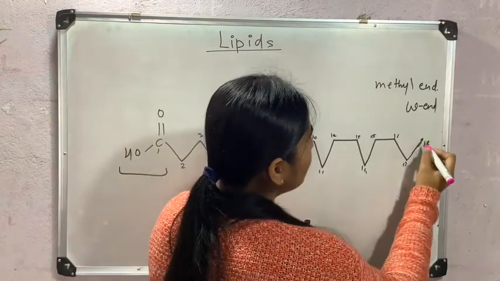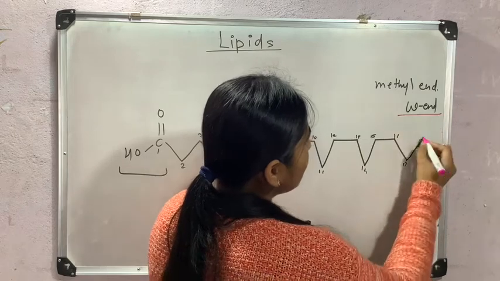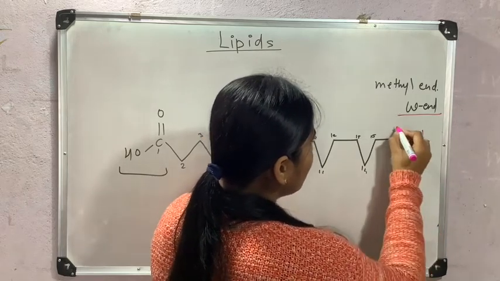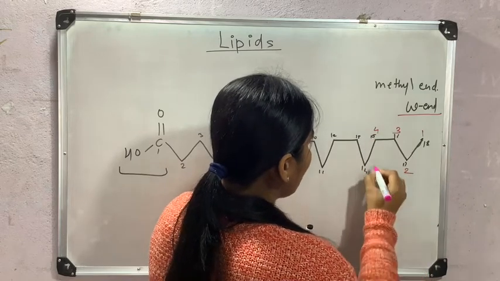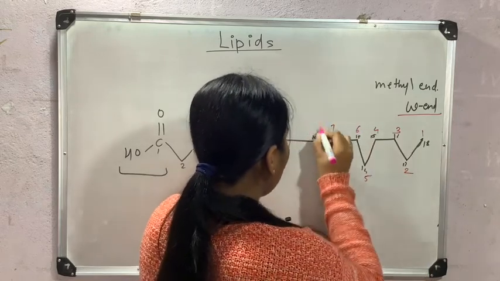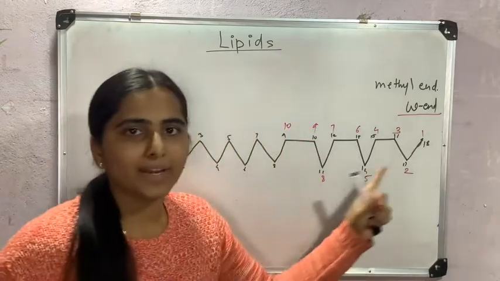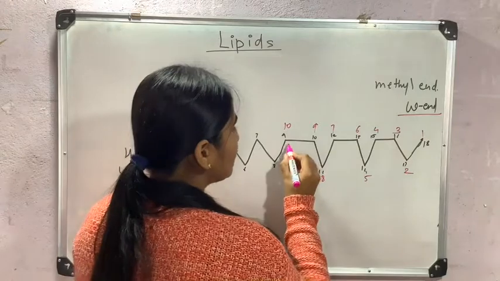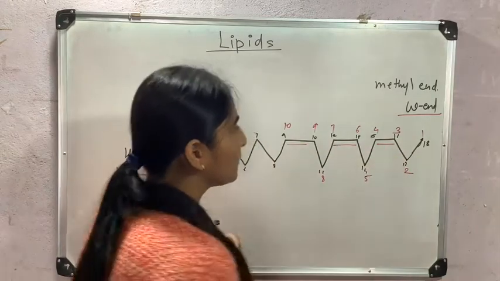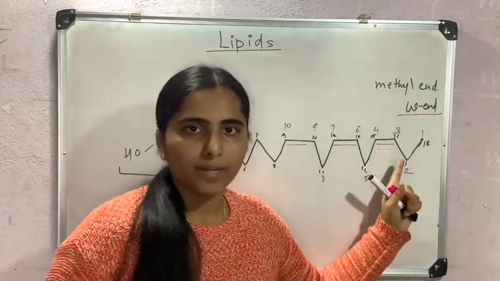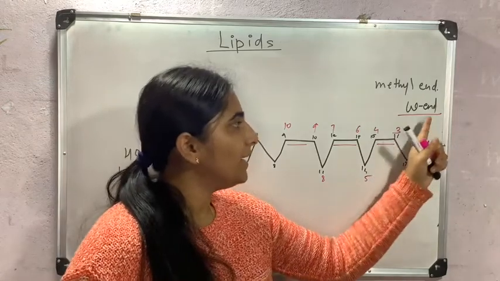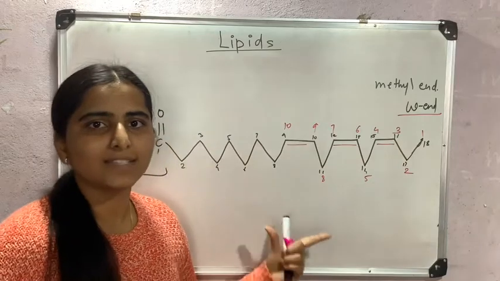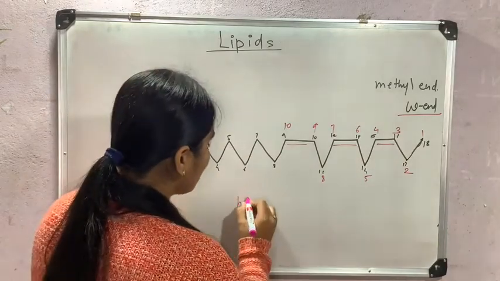Now we will number these carbons. This is the omega carbon. This is carbon number 1, this is 2, 3, 4, 5, 6, 7, 8, 9 and 10. This is omega numbering. And in omega-3 fatty acid there are 3 double bonds, 1, 2 and 3. The carbon-carbon double bond nearest to the omega end is at the omega-3 position. Therefore, this fatty acid is known as omega-3 fatty acid.